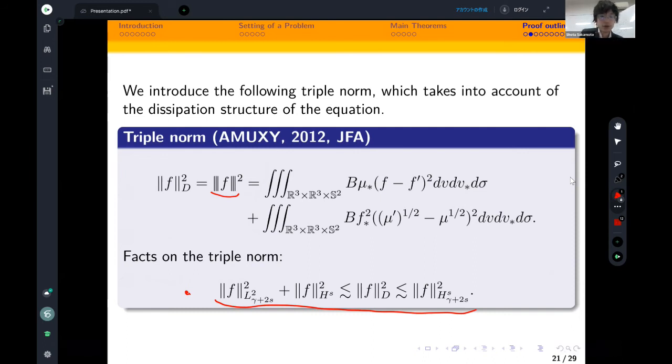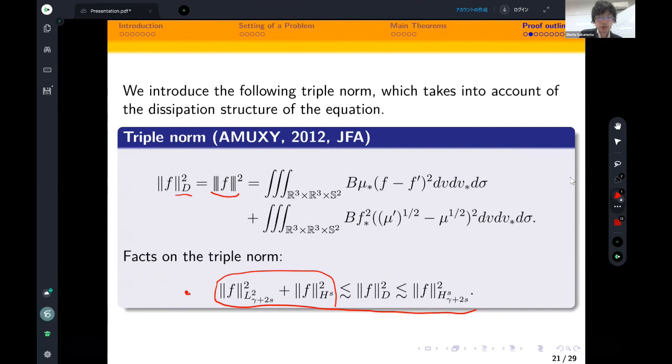Oh, sorry, I should say, instead of this triple bars, I would like to use this capital D to emphasize that this is used for dispersion rate. And this FD has a lower bound, this one. It says that this is bigger than weighted L2 norm, where the weight function is a polynomial with order gamma plus 2s. And for the HS part, we have no weight function.